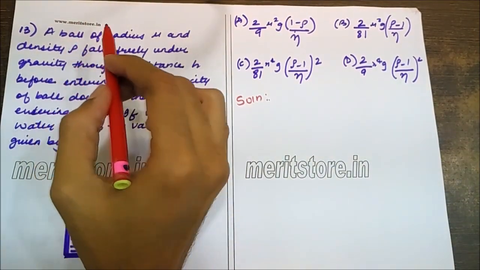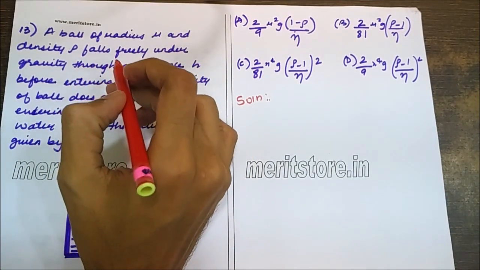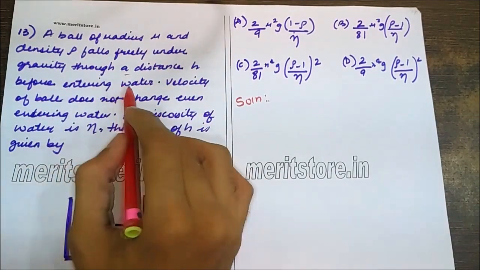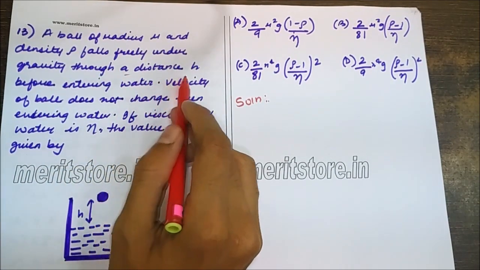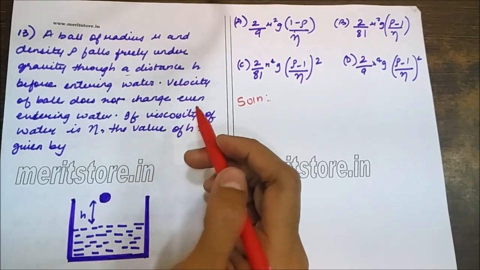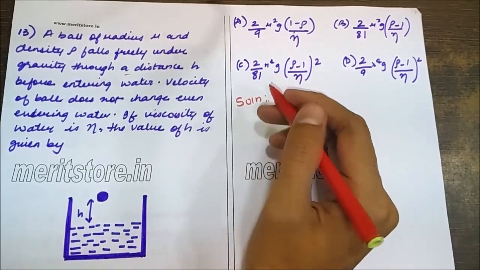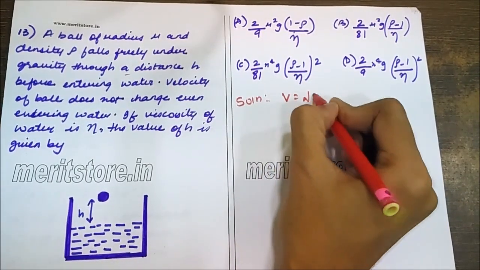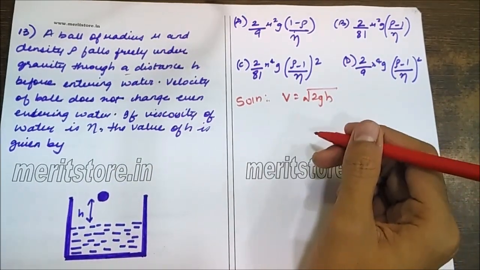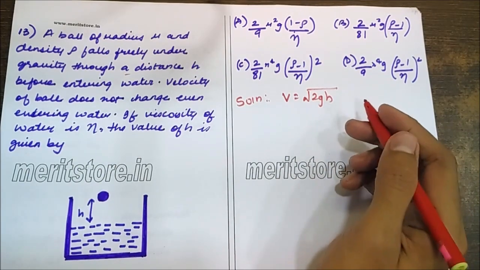We have a ball of radius r and density rho that falls freely under gravity through a distance h before entering the water. The velocity of the ball does not change even after entering the water. Even on entering the water, if the viscosity of the water is eta, the value of h is given by. Okay, so the velocity v of the ball when it strikes the water surface will be v equals under root 2 gh.